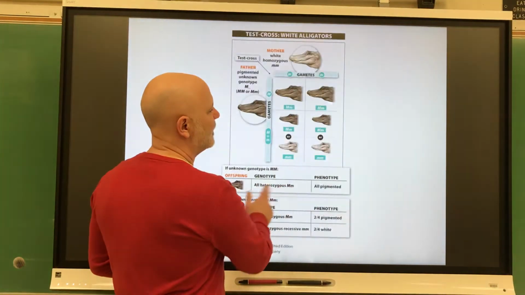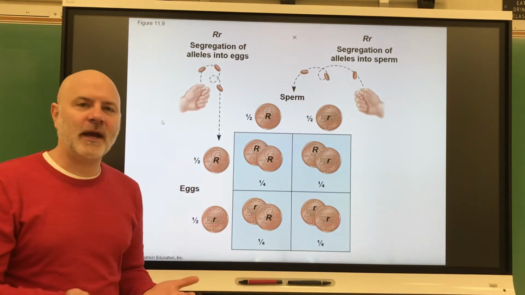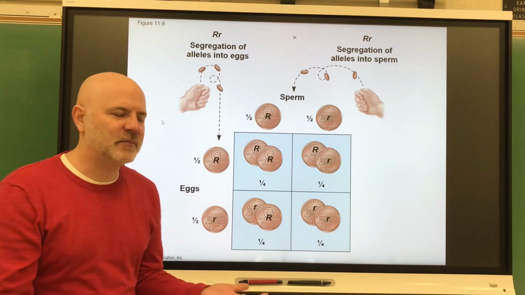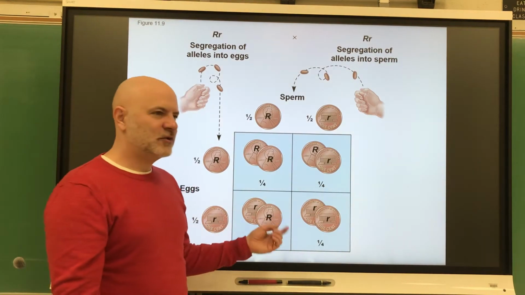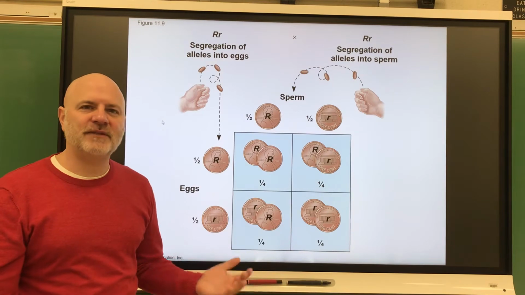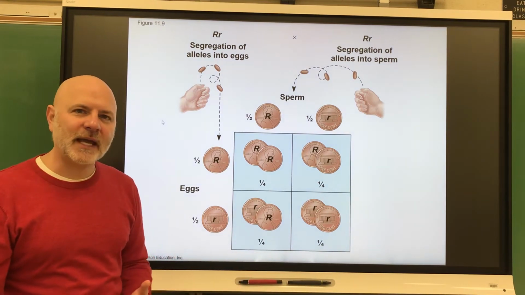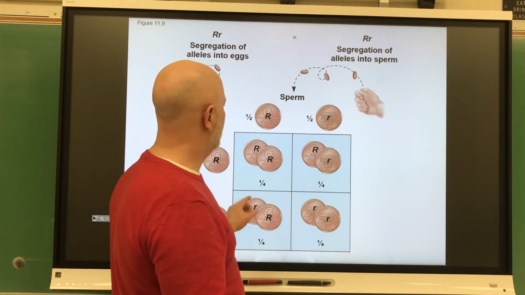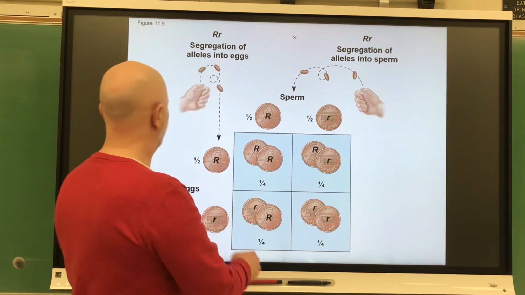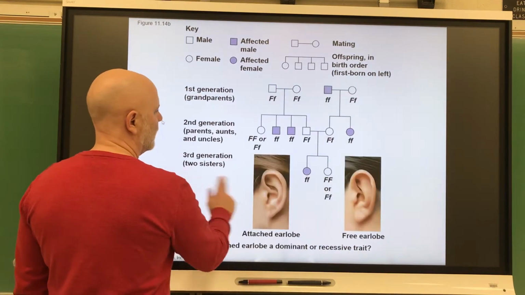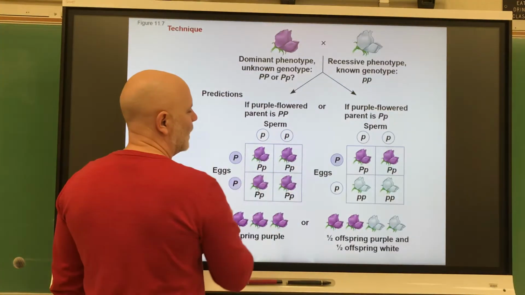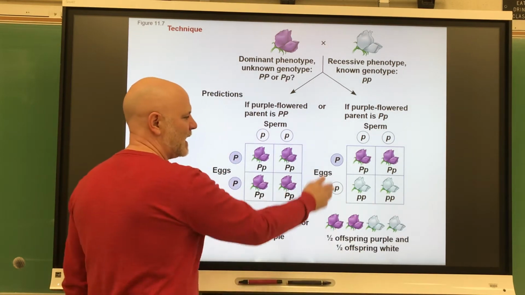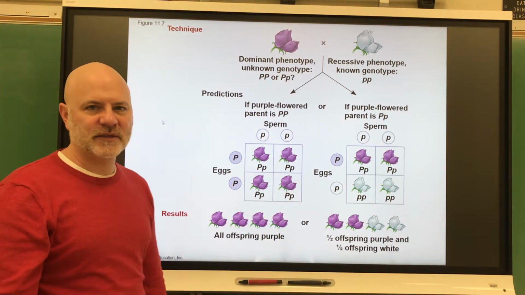So you can think about this like just flipping a coin, right? If we got 12 offspring and we flipped a coin 12 times, we could get 12 heads or 12 tails. Now it's unlikely, but it could happen. So if we see any recessive traits show up there, it has to be heterozygous, not homozygous dominant.